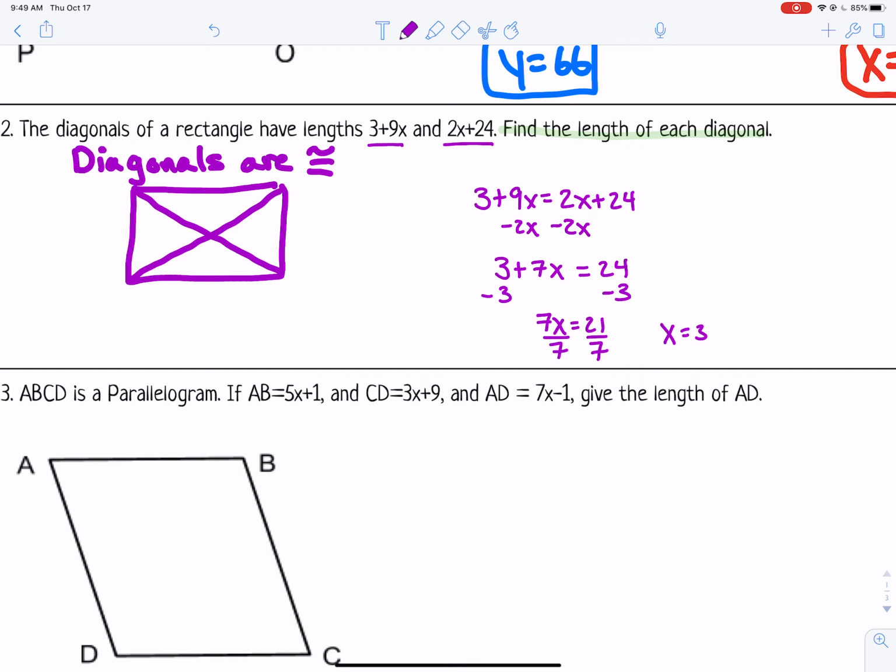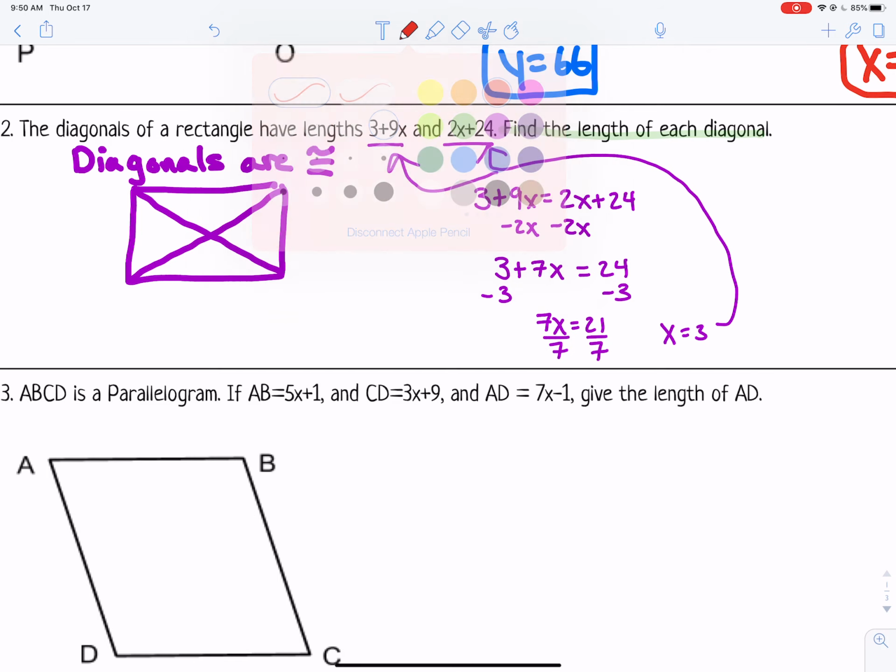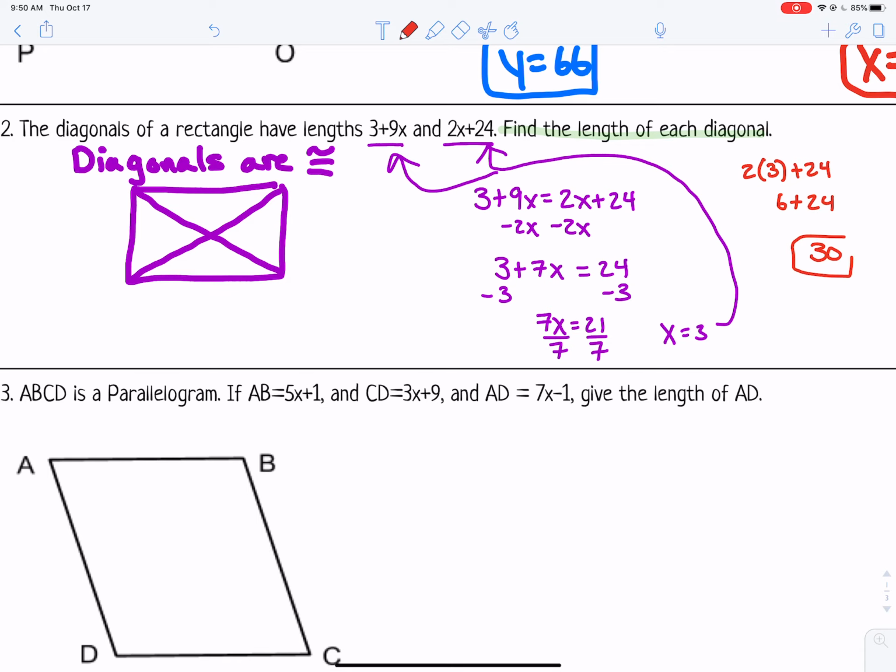Make sure you don't stop right there. You do plug it back in, and it doesn't matter which one you plug it into because they're equal to each other. So let's see, I'm just going to choose 2x plus 24. So 2 times 3 plus 24 would be 6 plus 24, which is 30.